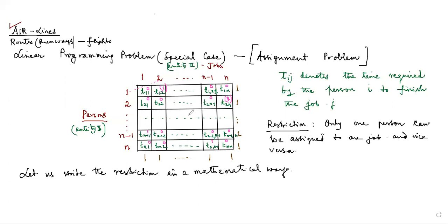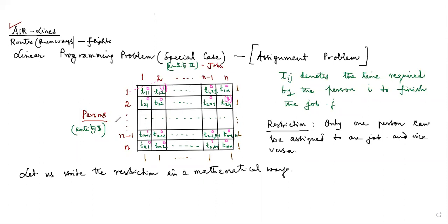Now, suppose T11, T12, T1n minus 1, T1n, all these T's are actually times. Okay, as you have understood, I may not consider T's as times. In place of T, I can consider D as distance also. But in that case, I have to design the situation accordingly. I cannot retain these row headings and column headings as persons and jobs.